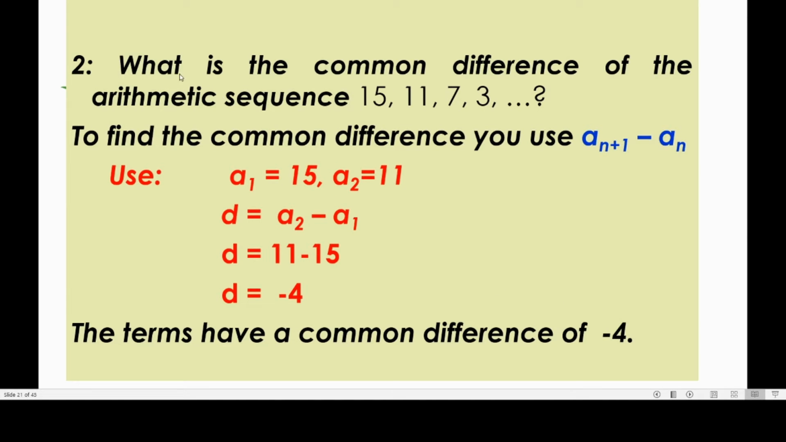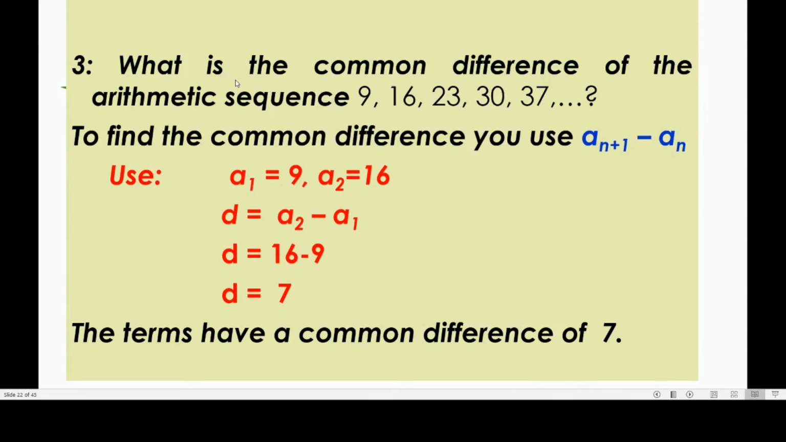Let's have example number 2. What is the common difference of the arithmetic sequence 15, 11, 7, 3, and so on? We're going to use a sub 1, 15, and a sub 2, 11. Common difference is equal to the second term minus the first term. So 11 minus 15 is negative 4. Therefore, the common difference is equal to negative 4.